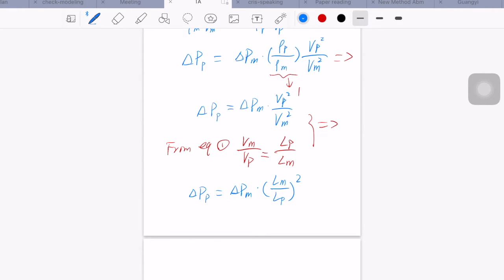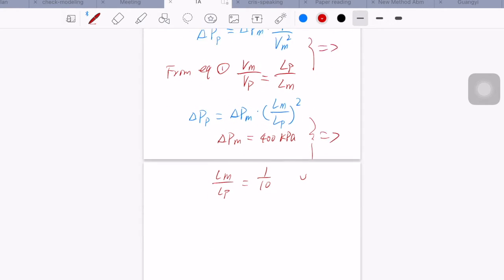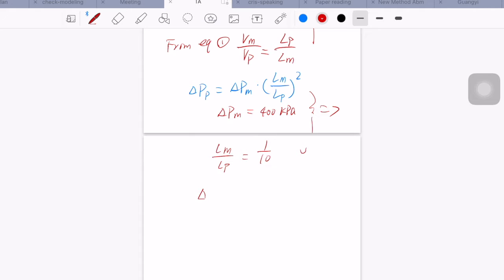From the problem, we know ΔPM is 400 kilopascals and LM over LP is 1/10, so we can determine that ΔP, the pressure difference for the prototype, should be equal to 4 kilopascals. So we finished this problem.